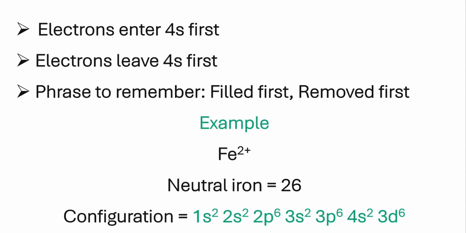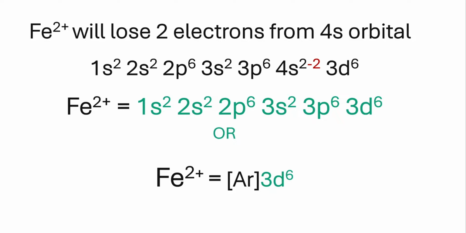Now, let's put that into practice. Let us start with the electronic configuration of iron(II) ion. Iron is going to lose 2 electrons first from the 4s orbital to become 1s2, 2s2, 2p6, 3s2, 3p6, 3d6. You can also have it in this form that combines the electronic configuration of argon with the remaining 3d orbital. It is just like the shorthand method of writing the electronic configuration of transition metals using argon as the benchmark.